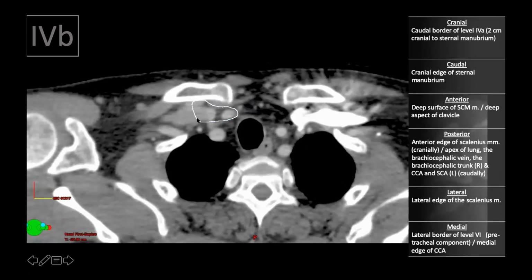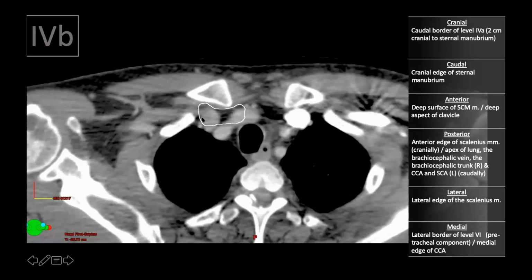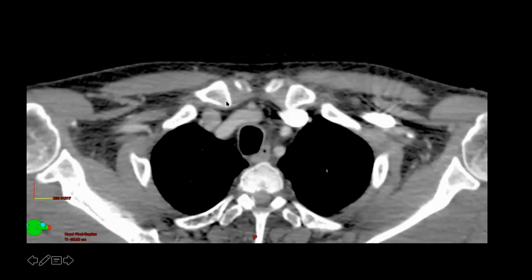So now level 4B, especially in the lower neck, your contours will only include mainly your common carotid and your internal jugular vein. You usually won't have a lot of fatty space here. So this is your level 4B. When you see the manubrium sterni, you stop contouring level 4B.